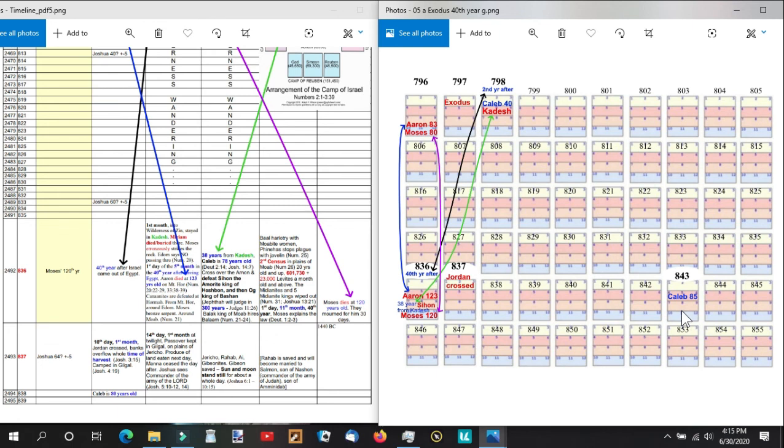This completes the chronology of the first 5 books of the Bible, and in the next video we'll start with the books of Joshua and Judges.